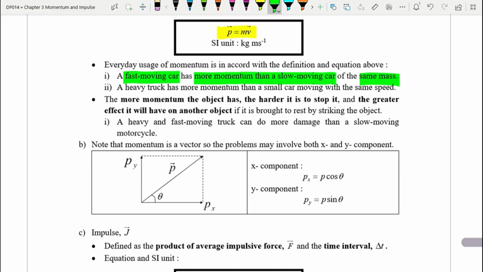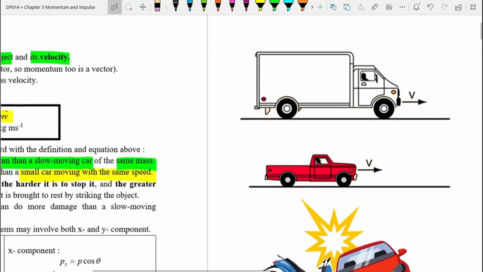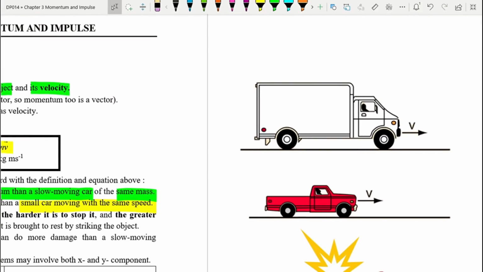Contoh yang kedua, okay, a heavy truck has more momentum than a small car moving with the same speed. So kalau kita imagine, contoh gambar ni, kita ada truck and a car moving with the same velocity. Obviously, kita tahu yang truck ni akan ada more momentum compared to the red car. The speed is the same. The mass of the truck is greater compared to the mass of the car. So the truck will have greater momentum.